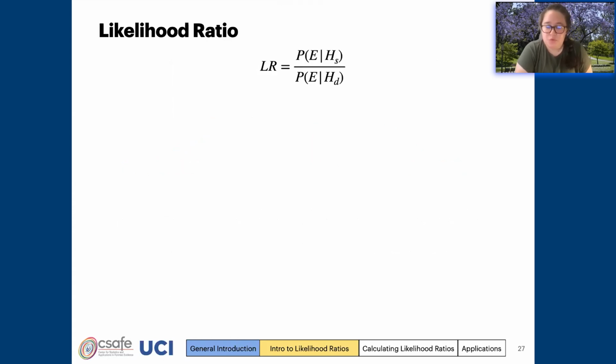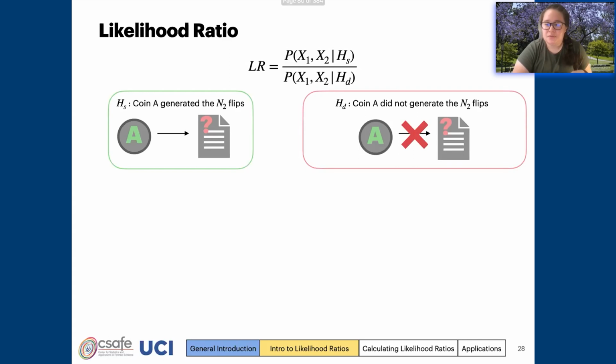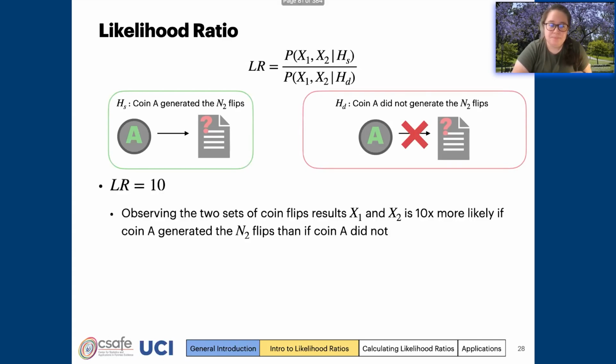This is that same formula for the likelihood ratio, now just pulled out to be on its own. In our particular example, remember that the evidence is x1, the number of heads from coin A, and x2, the number of heads from the unknown source coin. So we have our same source proposition that coin A also generated the N2 flips, and the different source proposition that coin A did not.